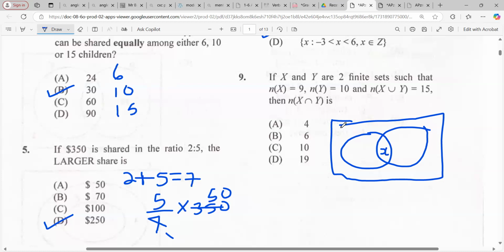This one now, the number in X, which is big X, is 9, and the number in Y is 10. And then when you combine both of them, it equals 15. So you combine them and the union would have been 9 plus the 10 minus the x. That's what gives you the 15, right? When you combine the union. So that must equal 15. So we just add 9 and 10, that's 19.